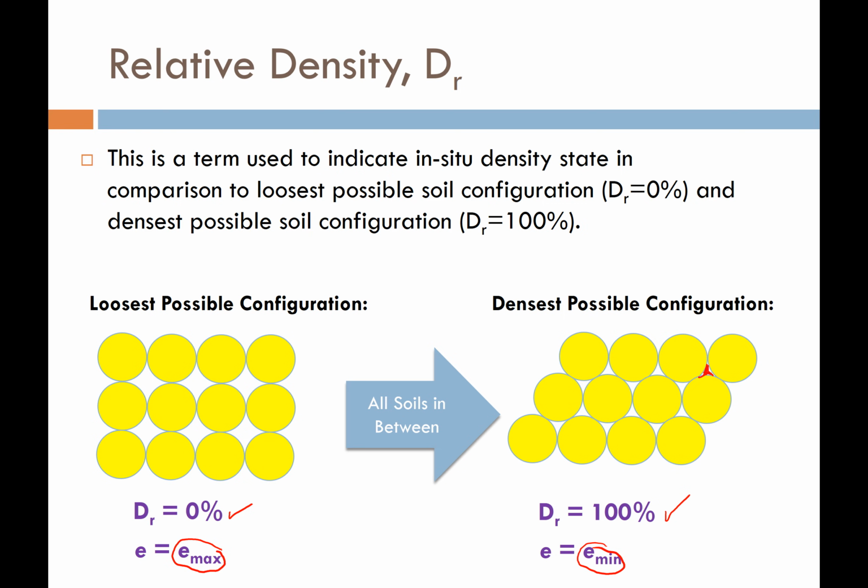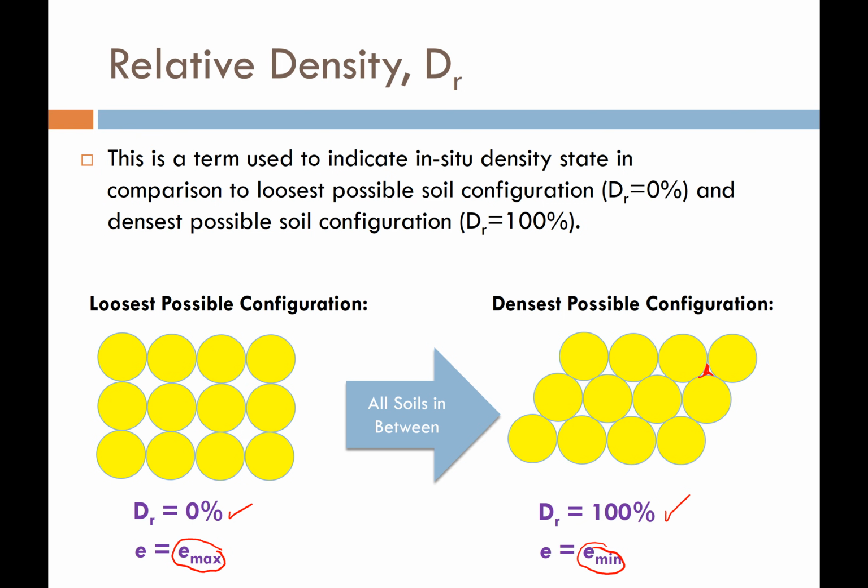So anything else I do with this particular soil is going to fall between one of these two conditions. It's either going to be more dense than the loosest possible configuration and more loose than the densest possible configuration. So the actual relative density of any soil is going to be between 0% and 100%. So that's why we call it relative density. It's relative to the loosest and the densest possible configurations of the soil.